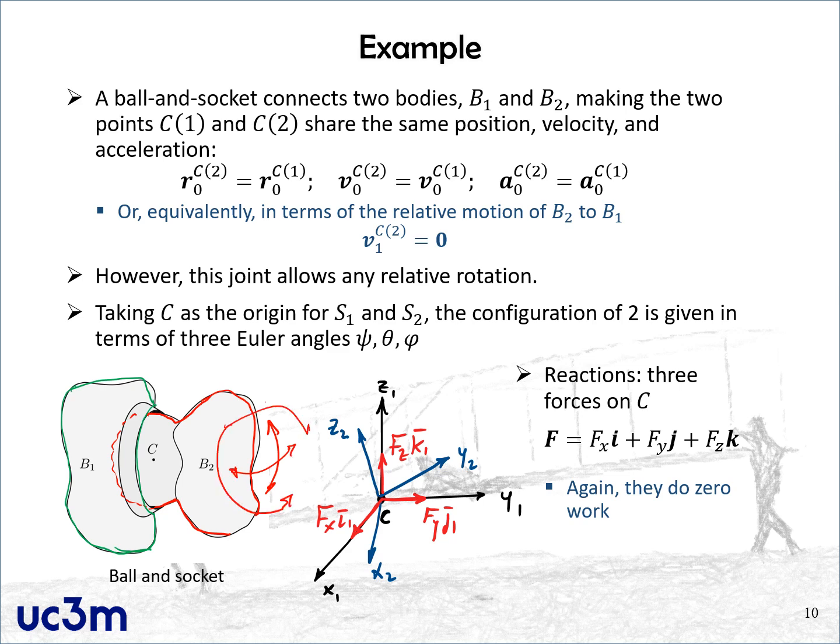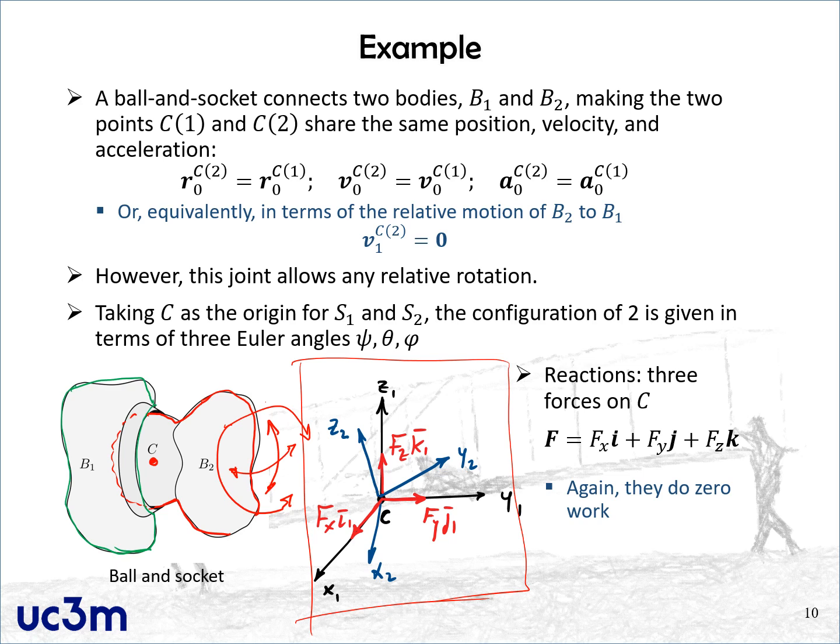So all possible rotations of B2 with respect to B1, but the ball cannot go anywhere with respect to B1. So the motion of this center point C of the ball is restricted. Again, we always do our auxiliary drawing without the graphical complexity. We have introduced a reference frame S1 for body B1, a reference frame S2 for body B2, and they share the same origin, which is the point C, the common point between the 2 rigid bodies.